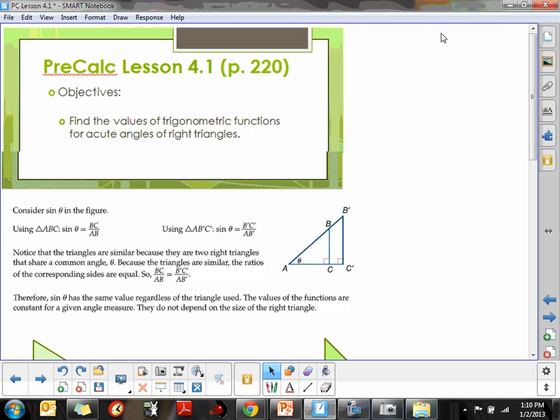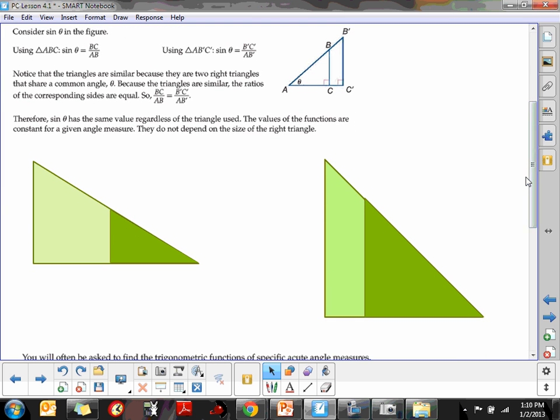The next key idea that I want to get across is the idea of similar triangles having exactly the same trig ratio. So it's this idea that they're saying here that values of the functions are constant for a given angle measure. They do not depend on the size of the right triangle. I'm going to do this with a couple of right triangles that should be familiar to you, and if they're not, they're going to need to be familiar to you.